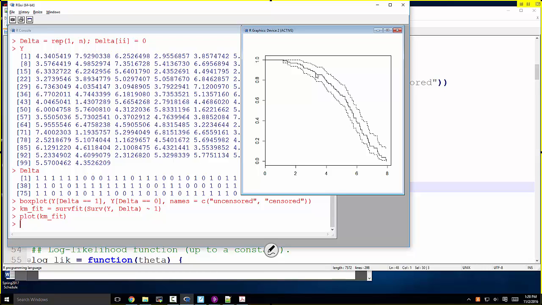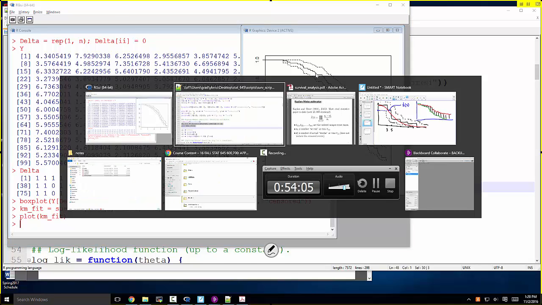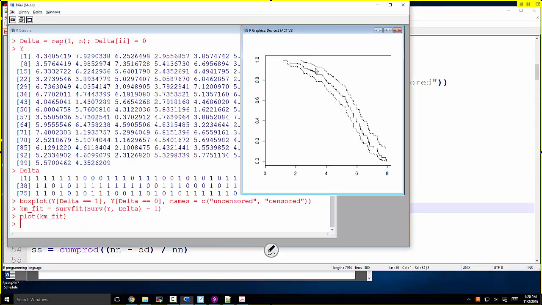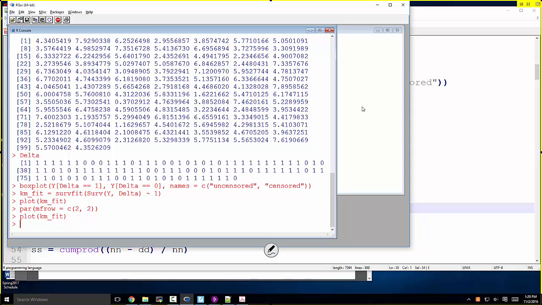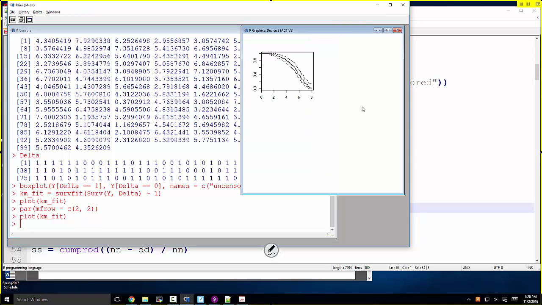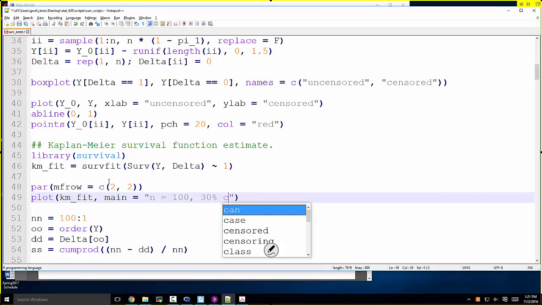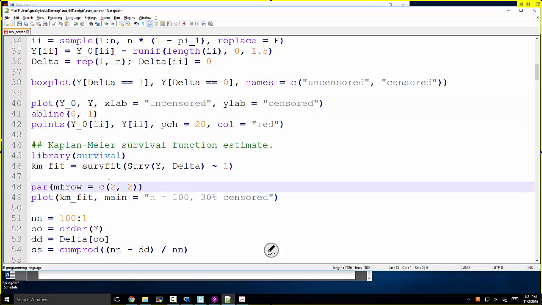What if we change the amount of censoring? Let me set ourselves up to make a few pictures. MF row. I'm going to make 4 or up to 4 pictures. The first one will be the one we just made. This is n equal 100 with 30% censoring. In fact, let's put a title on this. Main equals n equal 100, 30% censored. Now let me remake that before I go forward.